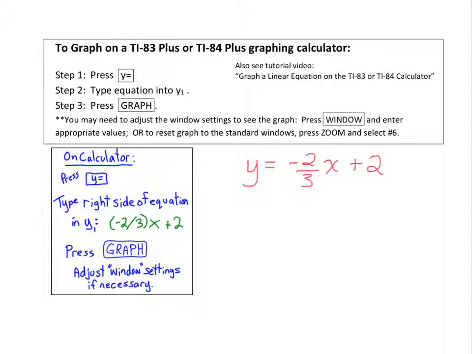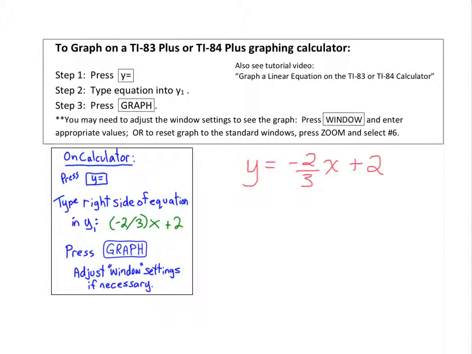To type your equation into the y equals menu, make sure your flashing cursor is beside the y1 equals spot. Then when you type in your equation, you need to type in the fraction in brackets. So you're going to type in bracket, then press the negative button, not the subtraction button, 2, and then divided by 3, and then close the brackets. That's your fraction for your slope.